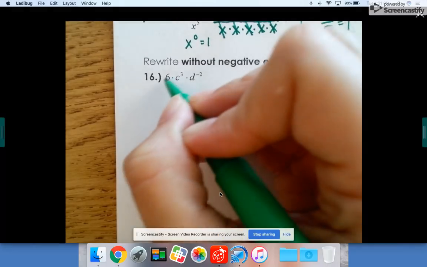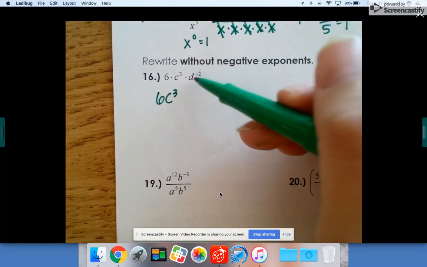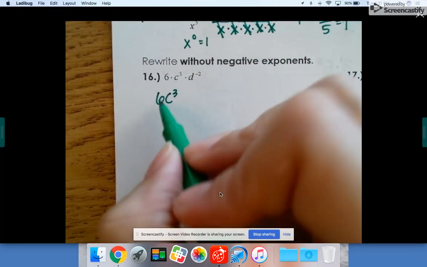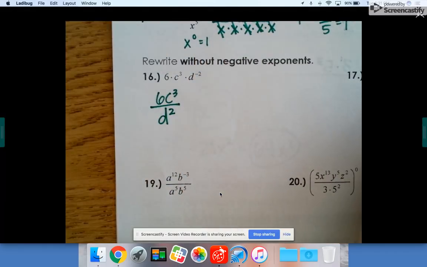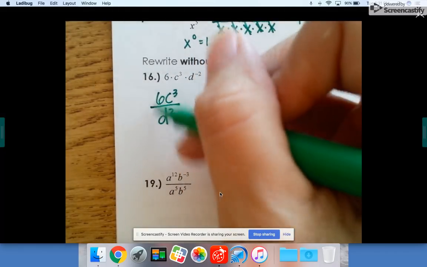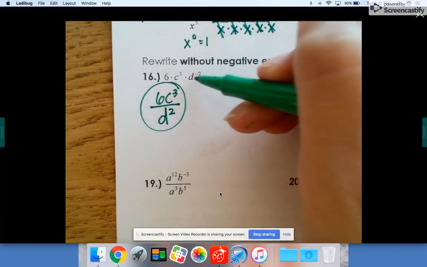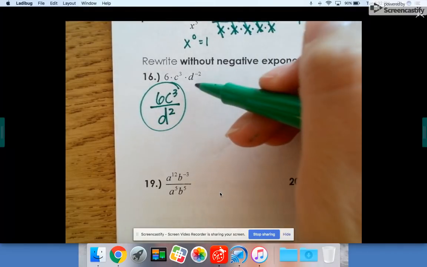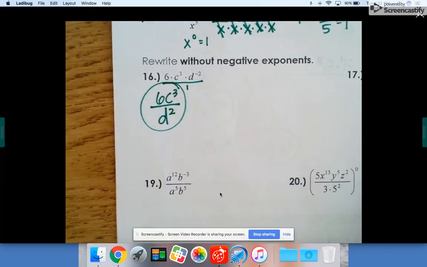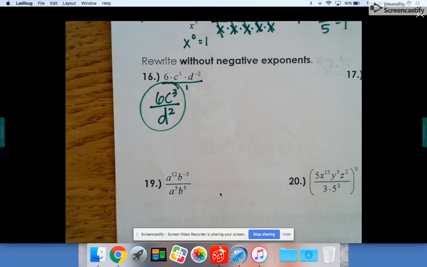So let me show you how that works. 6 just stays 6. C to the 3rd just stays C to the 3rd. But D to the negative 2 is going to flip to the bottom, and once you move it to the bottom, it becomes positive 2. And none of these are the same bases, so you can't do anything with anything else, so you're done. Okay, again, all you want to do is take your negative exponent and move it to the opposite spot. Currently, it's on the top. This whole thing is on the top over a hidden invisible 1. You move it to the bottom, and it becomes positive, and you're done.